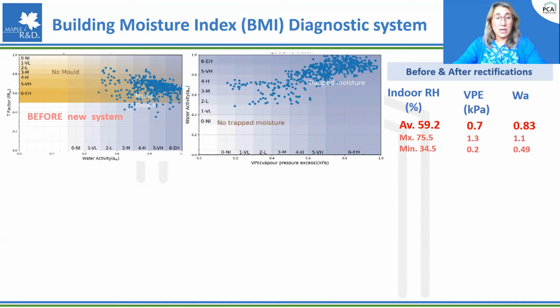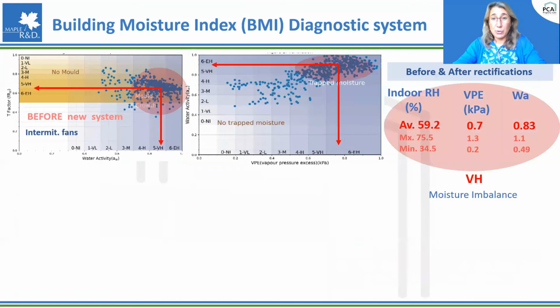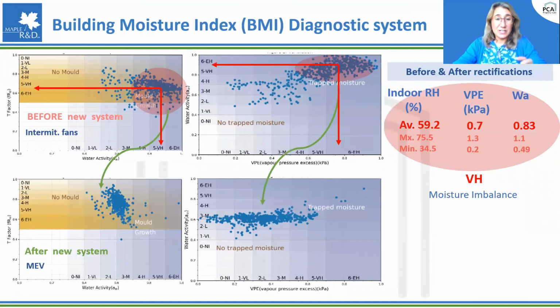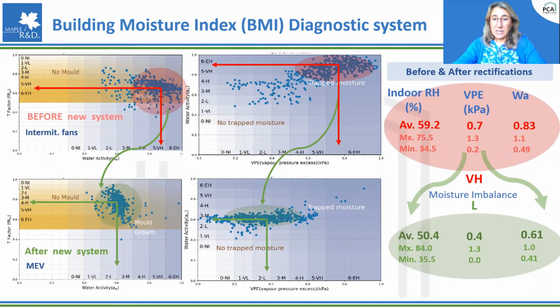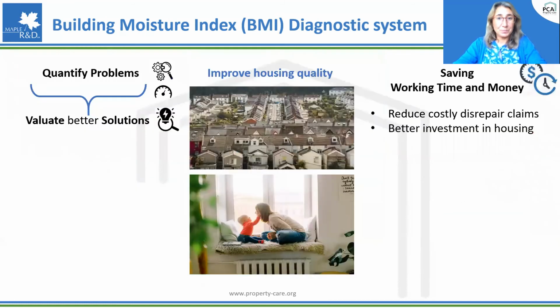So here is the data where we can see, before applying the new ventilation system, how the data falls in an area of mold growth and trapped moisture, and all the values of indoor RH, vapor pressure excess, and water activity show high values, and as a whole, a very high moisture imbalance that is rectified after improving the ventilation. We can see how the data moves from risk areas to areas safe of mold growth, and these average values show how the amounts decrease.